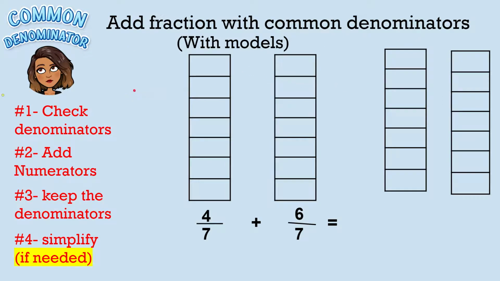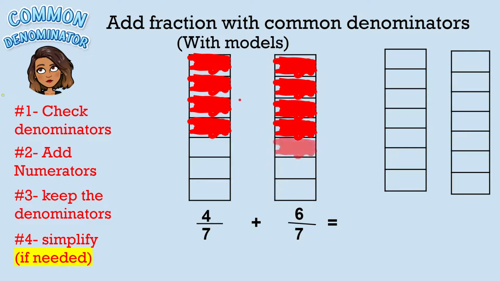Okay, now we're going to be adding fractions with common denominators, and we're going to be doing it with 4/7 plus 6/7. So we have these long models here, and again I have the steps on this side, and we're going to shade 4 of the boxes in this one and 6 of them here. So let's shade them. 4 of them, 1, 2, 3, 4. Now we're going to shade 6. 1, 2, 3, 4, 5, and 6.